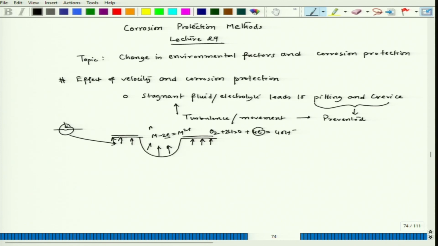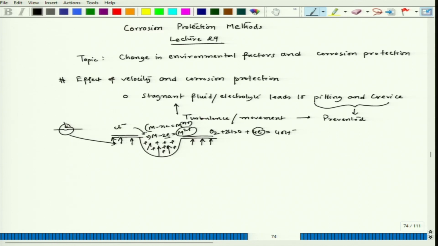It can be written also in general form as M minus ne gives M^n+, and in this case n is nothing but 2. So, rapid dissolution would happen in this small pit segment. Now, when this happens, we have excessive metal ions or positive charges. So, we have very large positive charges that are growing. In order to neutralize these positive charges, because negative charges should come in, if we have chlorine ion, that chlorine ion can come here.